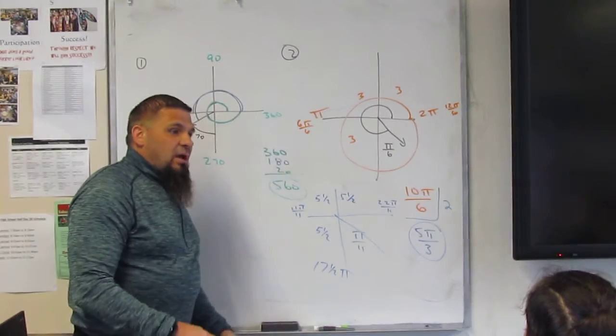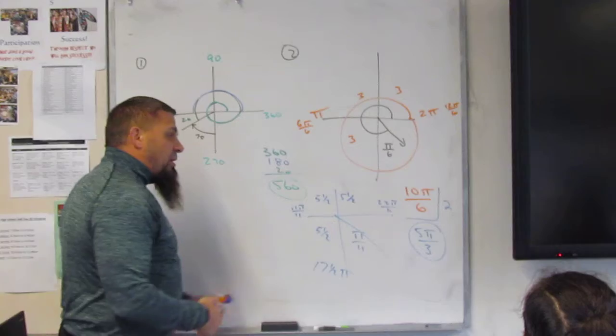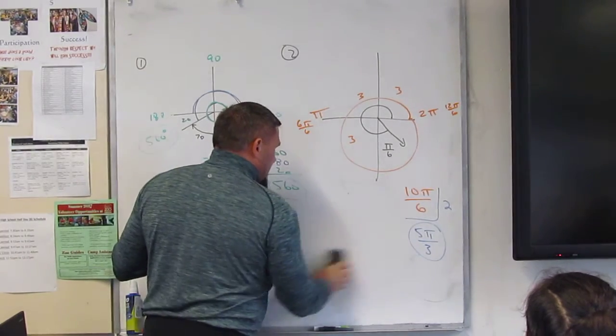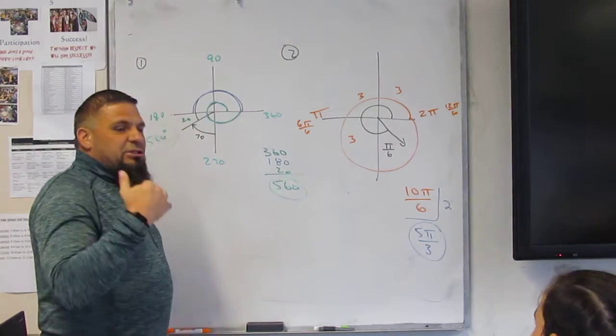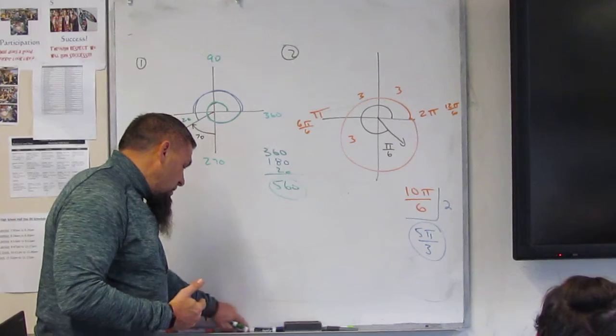Done. I mean, that's a hard way of looking at it. I don't think they'll have one that hard, but that's the easiest way to think about it. Okay? Always just break it down into how many pies you have.